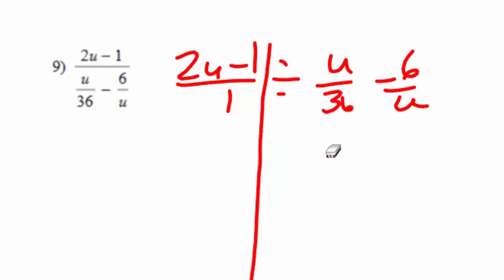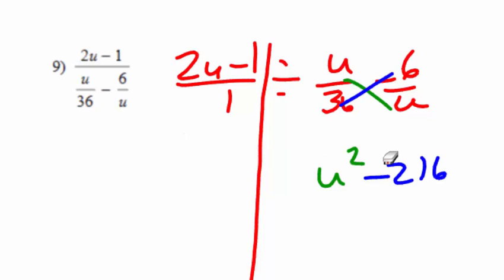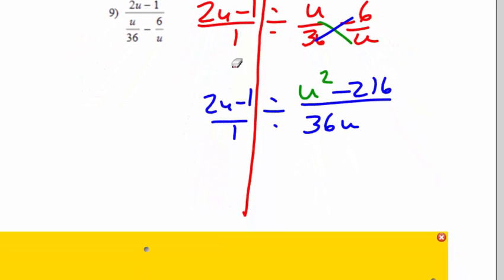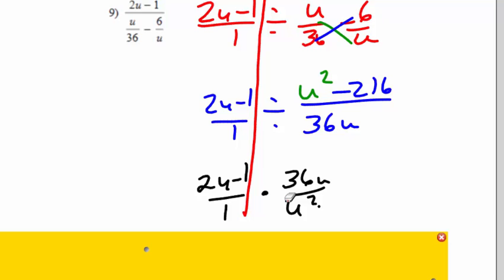I can't have it like that, so now it's kind of like this problem. Don't have common denominator, so I need to get a common denominator. So when I do that, I'm going to end up getting u squared minus 216, and then on the bottom is just 36 and u. So over here now I got 2u minus 1 over 1, and we know we're dividing that. So what happens when you divide? When you have to divide, we know we have to flip, right? So I got 2u minus 1 over 1, and I'm multiplying by then 36u over u squared minus 216.